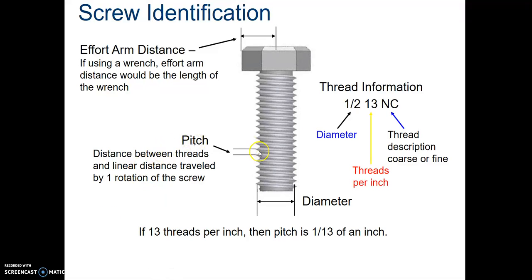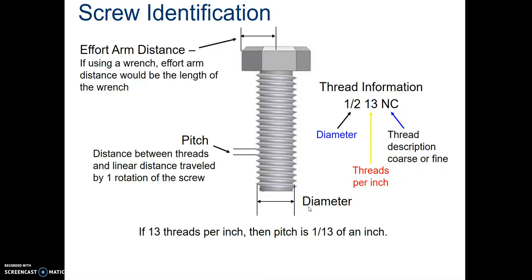We've got the pitch. The pitch here is the distance between those threads. So for every rotation of the screw, we're going to go in that amount into the wood or metal or whatever else we're going into. If we're looking at this thread information, screws are read as 1/2 13 NC. The diameter being 1/2 means the diameter of the screw itself. The 13 is how many threads there are per inch, and NC is the type of description. Is it coarse or is it fine?